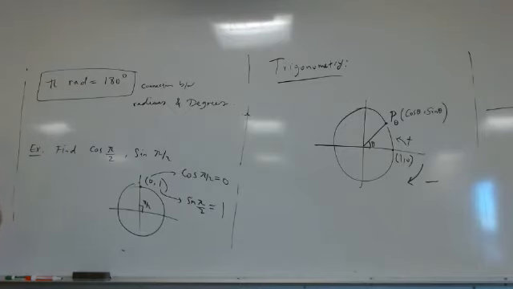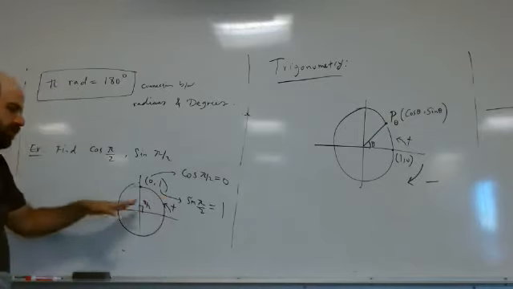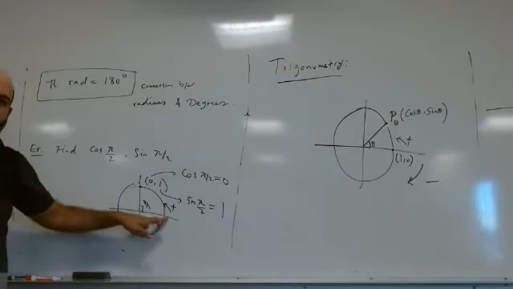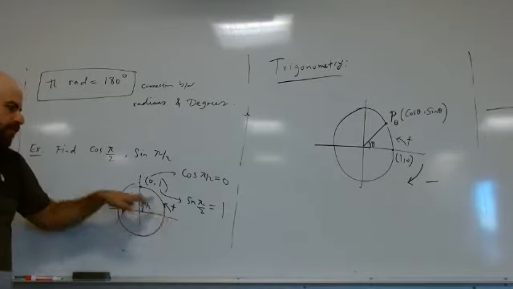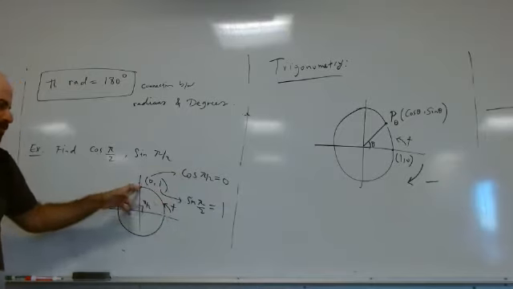So cos pi over 2 is 0, sine pi over 2 is 1. Remember that this is the positive direction. If you want to move 90 degrees, we always start from here. It's always our starting point. Because it's the positive angle, we move counterclockwise. 90 degrees will be here.